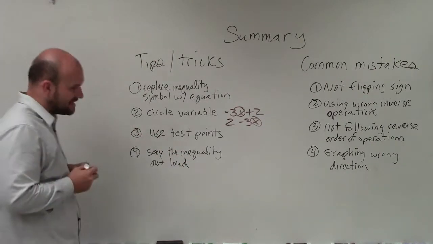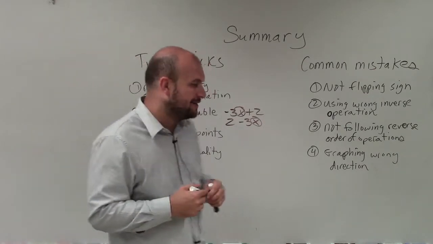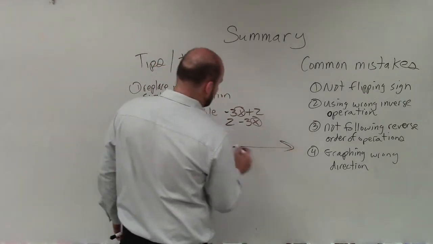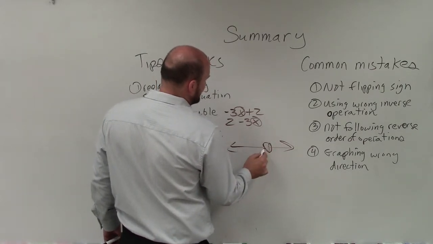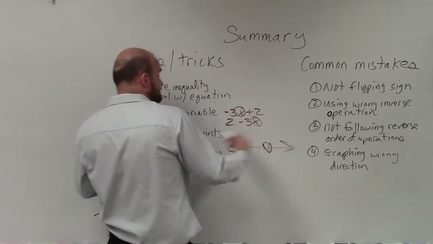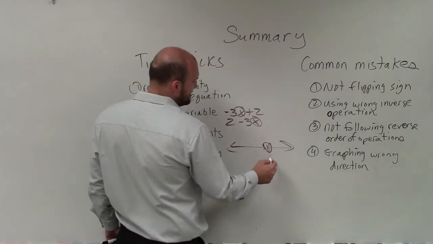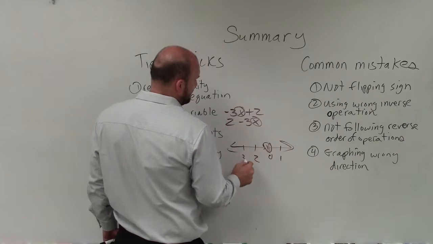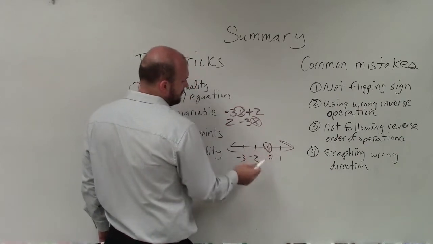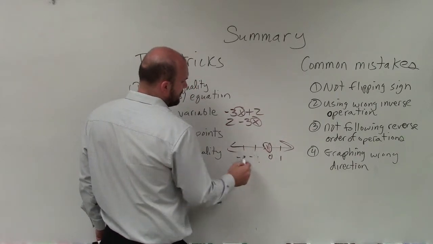The next thing is using test points. So when we're graphing, let's say here's my point, and I want to determine, do I shade to the left or shade to the right? Well, let's say this is 0, and that's 1, that's 2, and this is negative 1, negative 2.